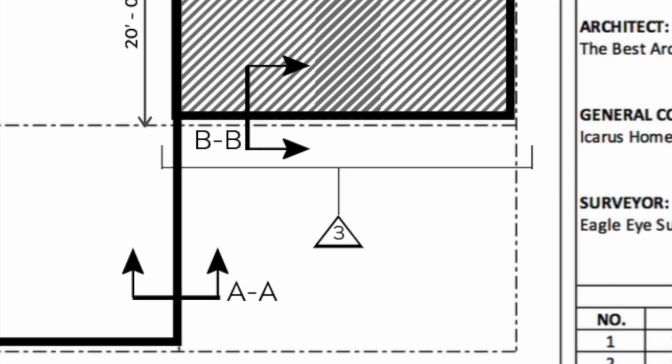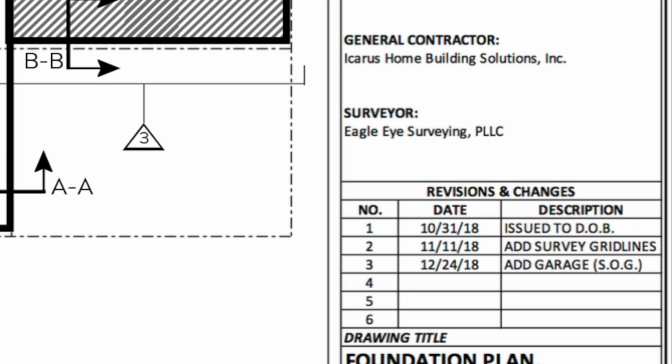So what the heck's that about? Well, the number 3 corresponds to the revisions and changes log on the right that we looked at before. Revision number 3 notes that the garage was added to this drawing on 12/24/2018. And the number 3 inside the triangle outlines what was actually added. So this notation will be used to correspond to any changes that are made in that particular drawing set, with the version shown on the right-hand side.